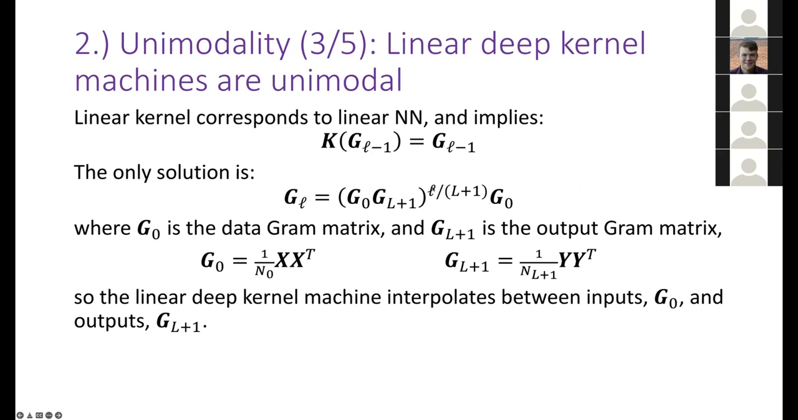And then as we go further and further through the network, this G_L is going to become closer and closer to G_{L+1}, that output kernel. So intuitively, what's going on is that these optimal Gram matrices are interpolating between G0 at one end and G_{L+1}, which is this target matrix, at the other. And that gives us a really strong intuition for what's also going on in the nonlinear setting.